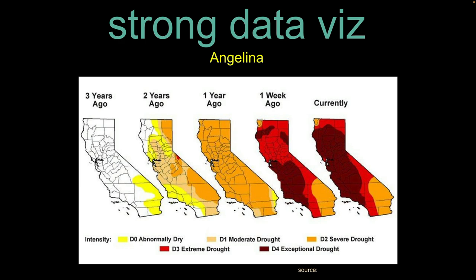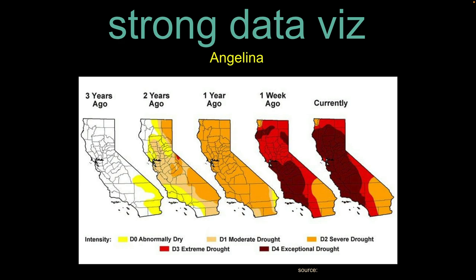Okay, cool. Angelina, why do you like this one? I liked how there was a comparison between the years and it showed the progression of the drought. Okay, so some intuitiveness. When we think of drought, we think of hot, we think of summer, we think of the southwest deserts, and that's the color palette that's used, so that's good.